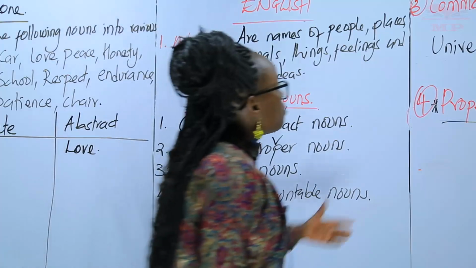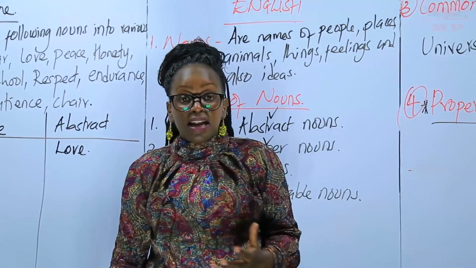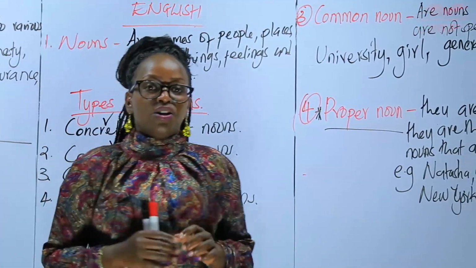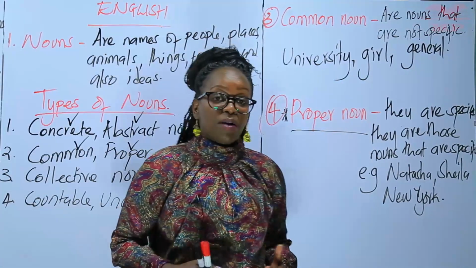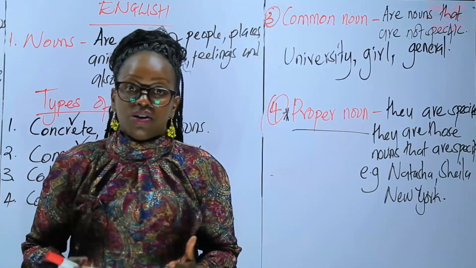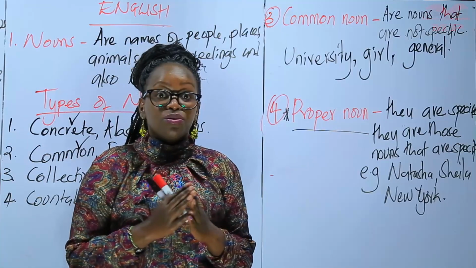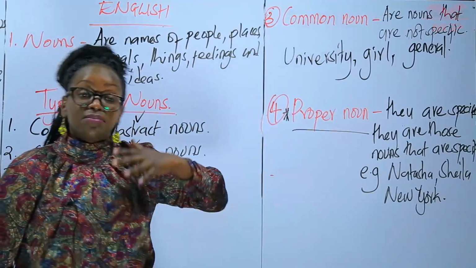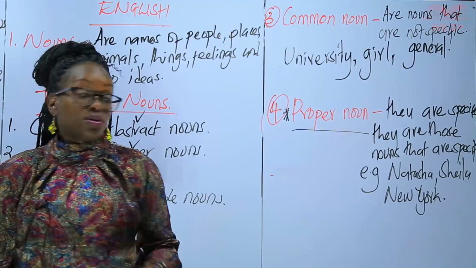We went further to talk about common nouns, and I said the common nouns can clearly be defined as those nouns that are general. They are not specific. When you use common nouns, you're not being specific. For example, when you talk about a girl, you're not being specific about the girl that you're talking about. When you talk about a boy, you're not being specific about the boy that you're talking about. I also gave the example of university. When I just mention university, I have not specified which particular university I'm talking about.